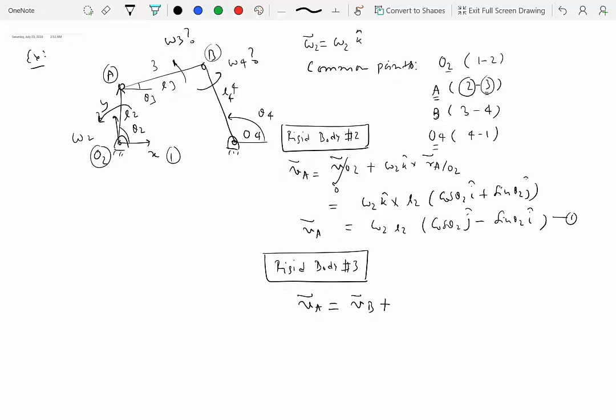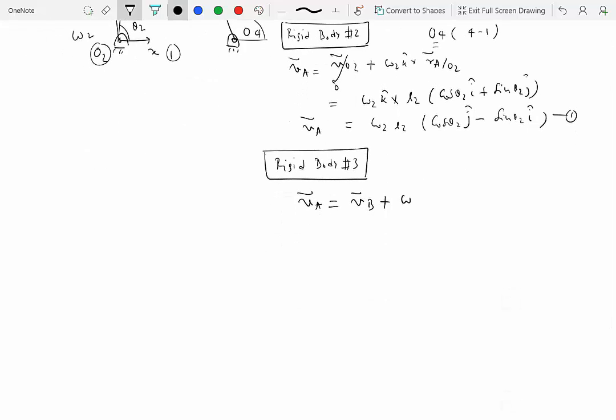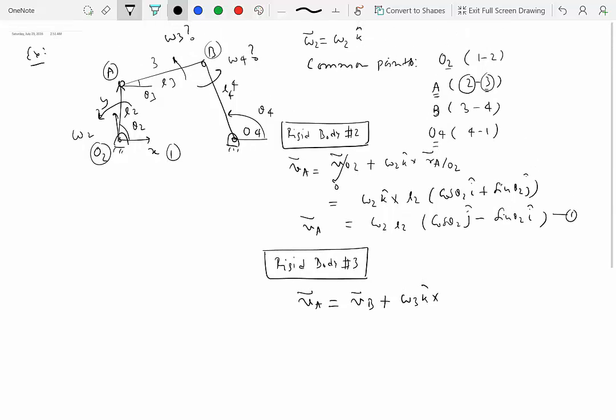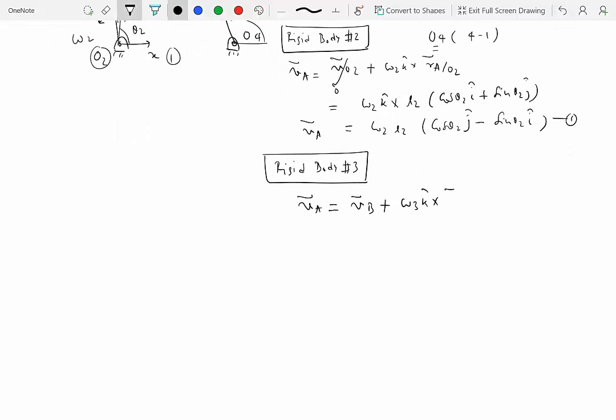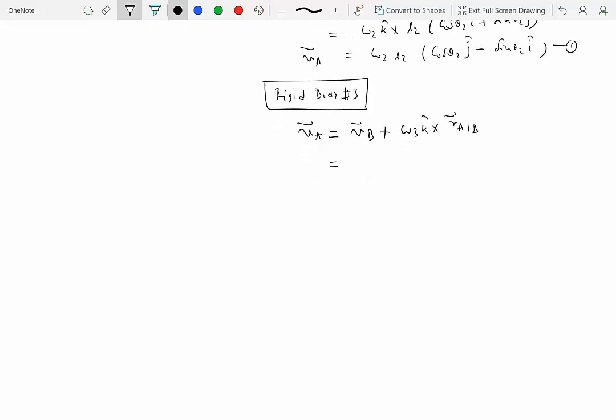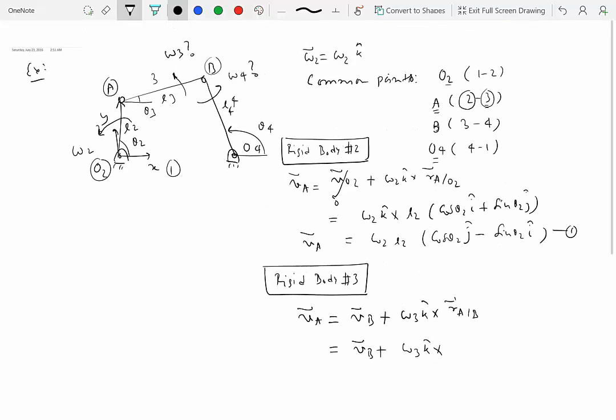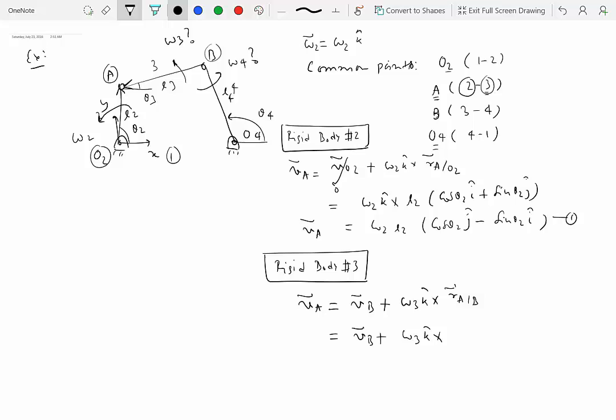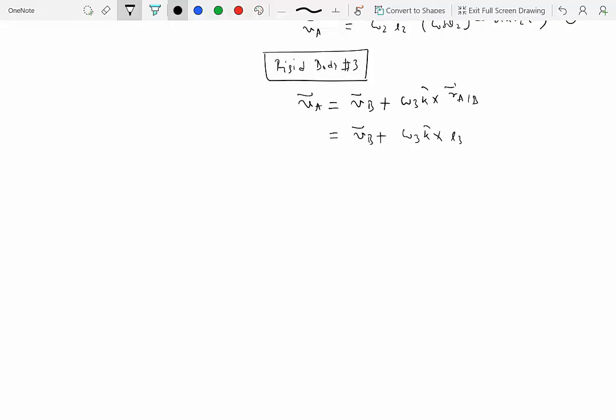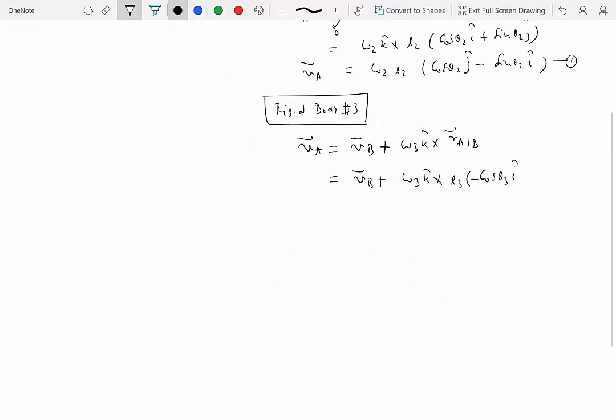Okay, so coming back to rigid body number 3, velocity of A is velocity of B plus omega 3 k hat, which is an unknown, cross r of A with respect to B, right? So velocity of B is not known. Let's just go ahead and write that. Omega 3 k hat. What is r of A with respect to B? It is this vector, right? So this angle is theta 3, so this will be equal to L3 cosine theta 3 i hat minus sine theta 3 j hat.